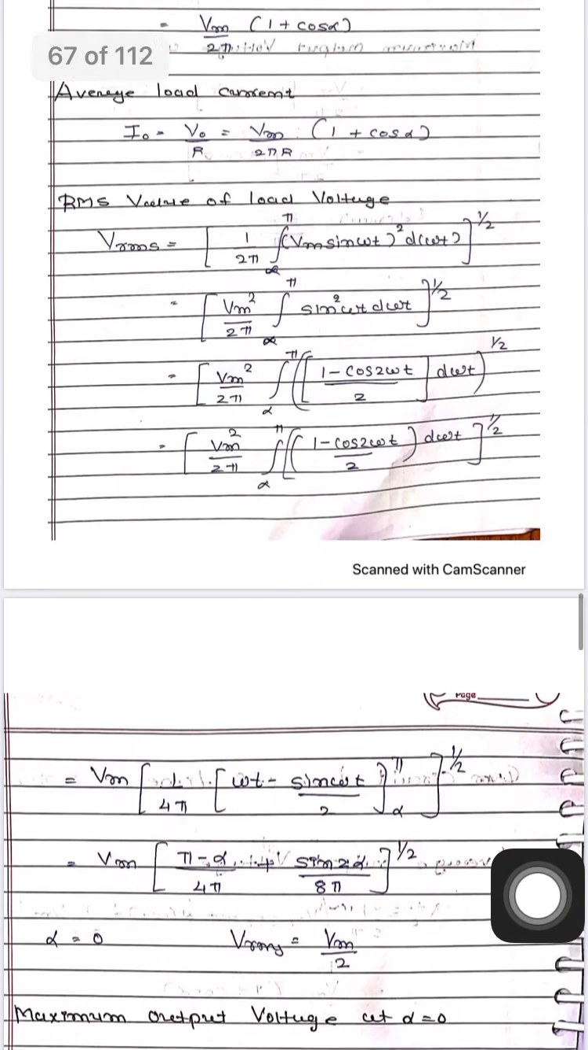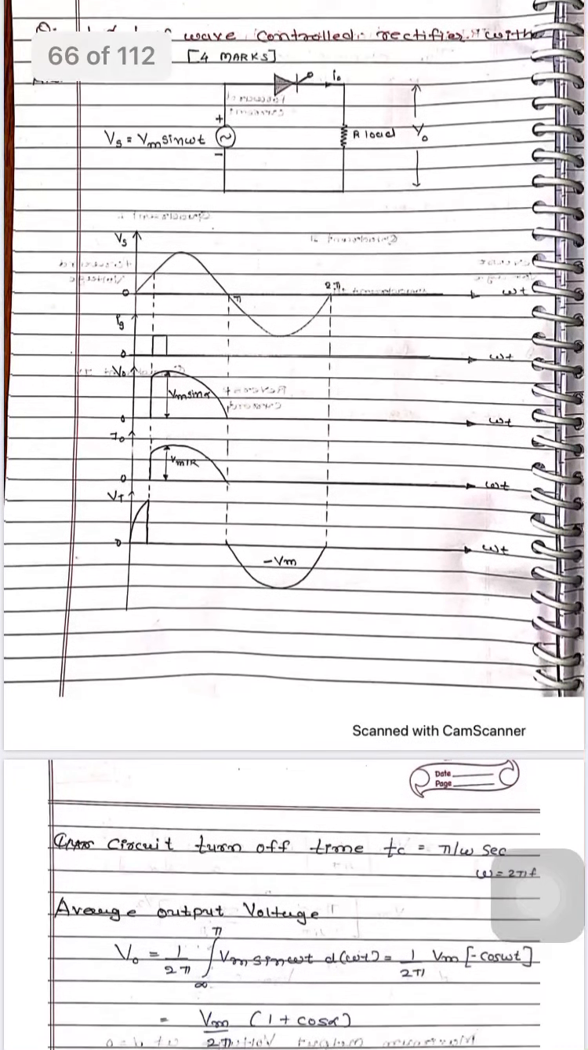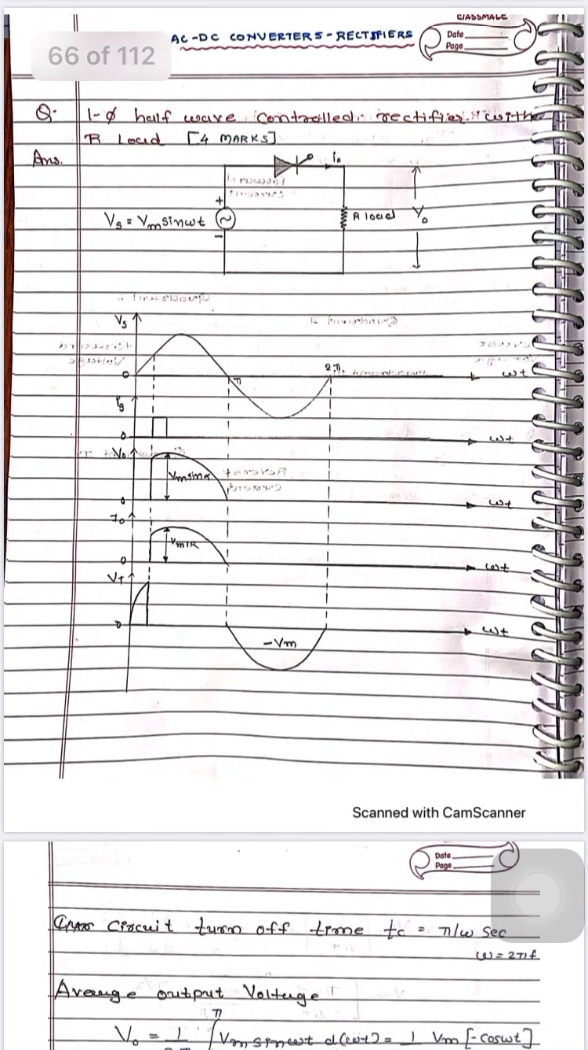So Vm by 2 pi times 1 plus cos alpha, right. So with 2, we get Em by pi. So Vm by 2 pi times 1 plus cos 0, alpha equal to 0. So Ed max is equal to Em by pi. So these are the output voltage equations and waveform of a single phase rectifier with resistive load. Thank you.